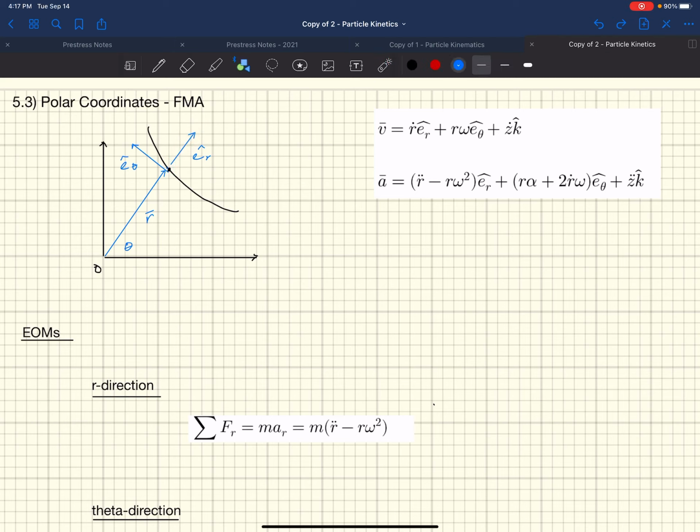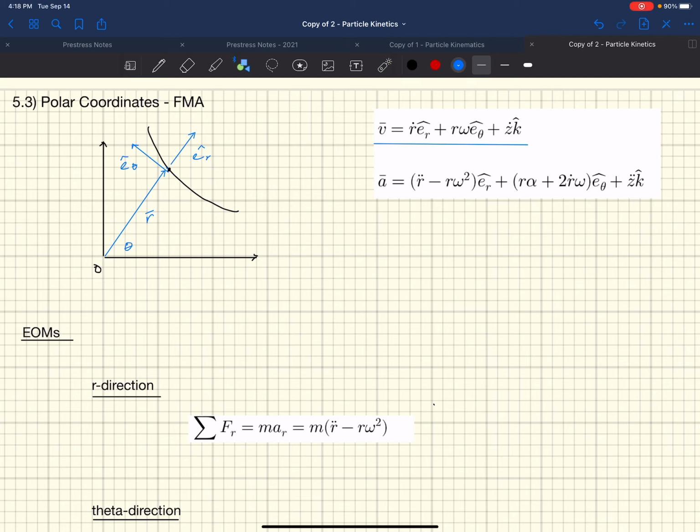The velocity is r dot in the e_r direction, how r is getting bigger, and then r omega in the e_theta direction. Because of the omega, there is a velocity associated with that. And if r gets bigger, there's a velocity associated with that.